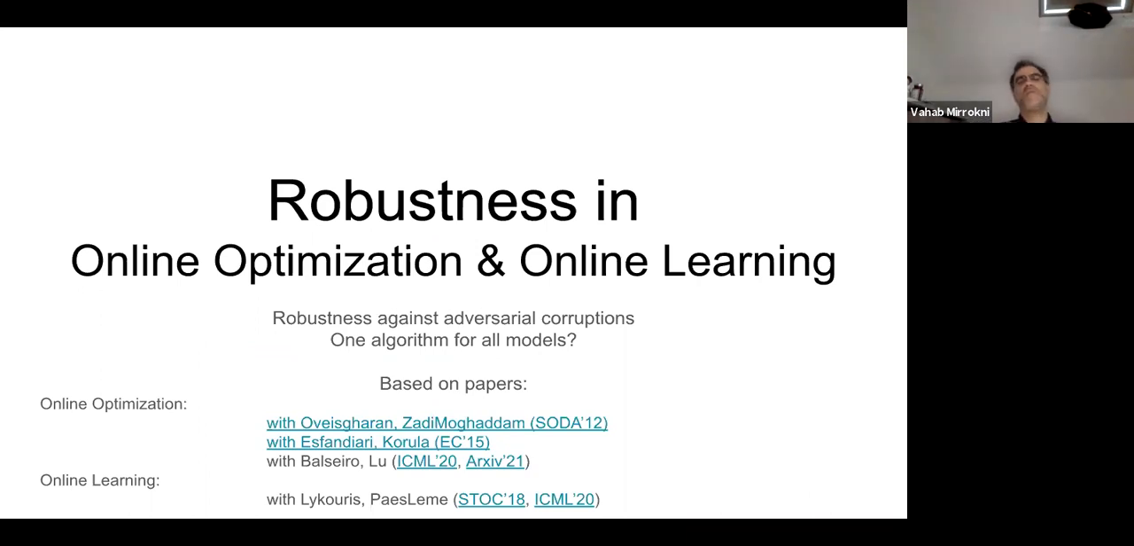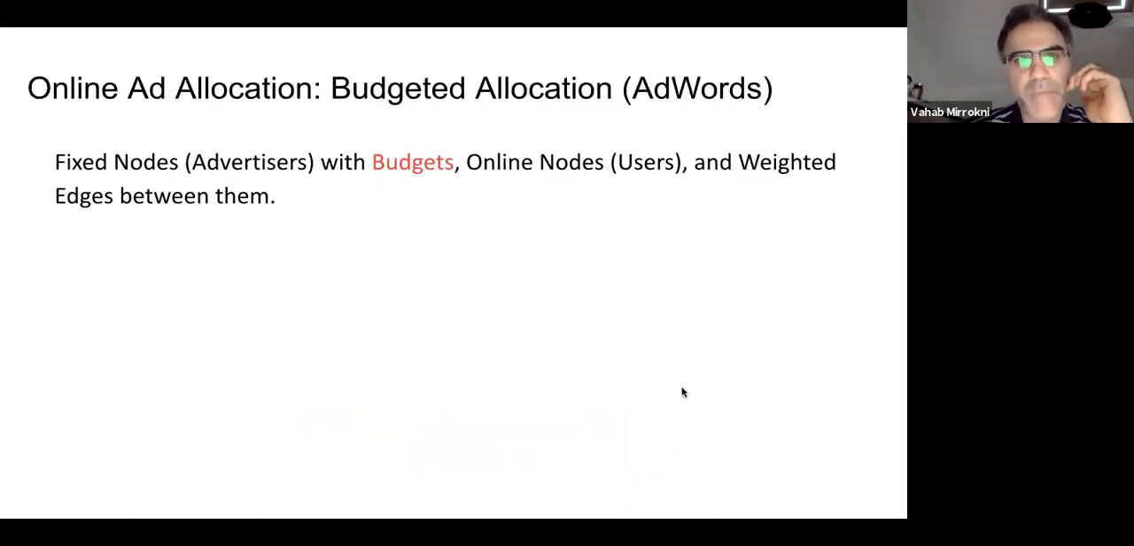Okay, so let's go over the optimization part, and robustness in optimization. The second part is about robustness in online optimization and online learning. It's based on a couple of papers, two of them are older papers, but we have recently done more in this space. So that's why I'm talking about this topic. The topic is online ad allocation.